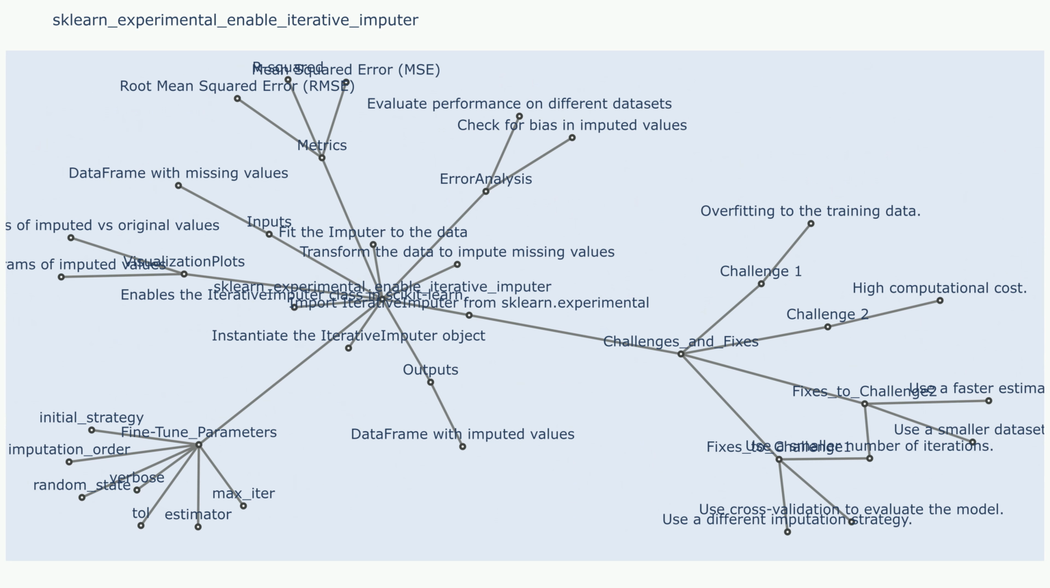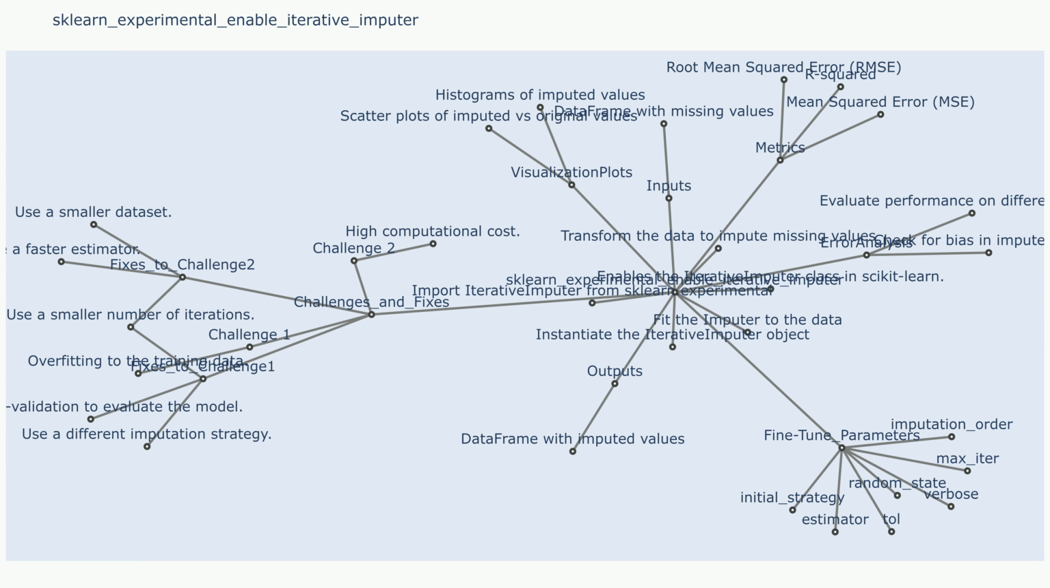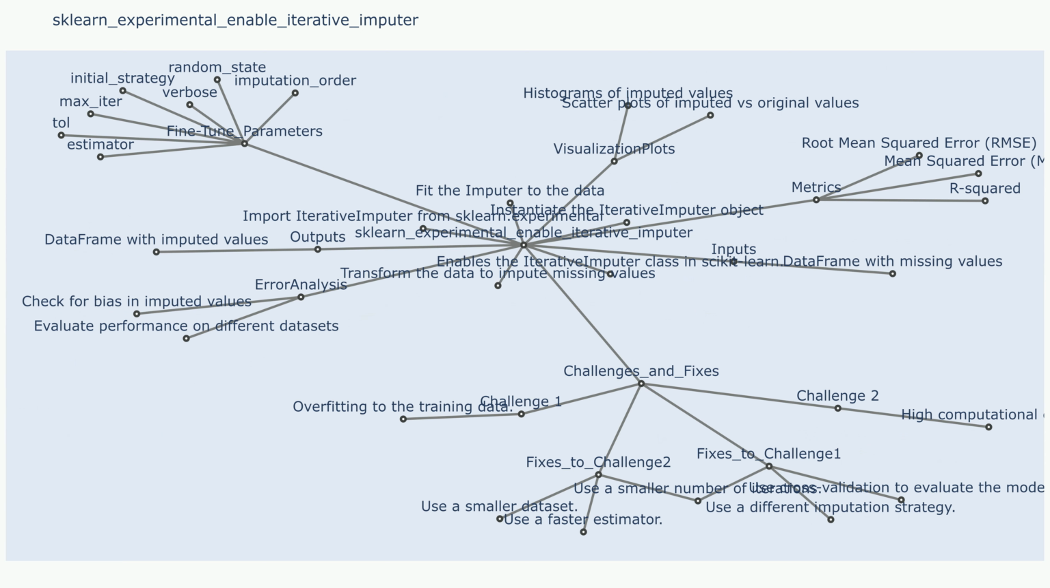Uncertainty methods. Confidence intervals. The imputer can calculate confidence intervals for the imputed values, providing an estimate of the uncertainty associated with each imputed value. Imputation variance. By measuring the variance of imputed values, you can understand the variability of the imputation process. Challenges and fixes. Challenge 1.